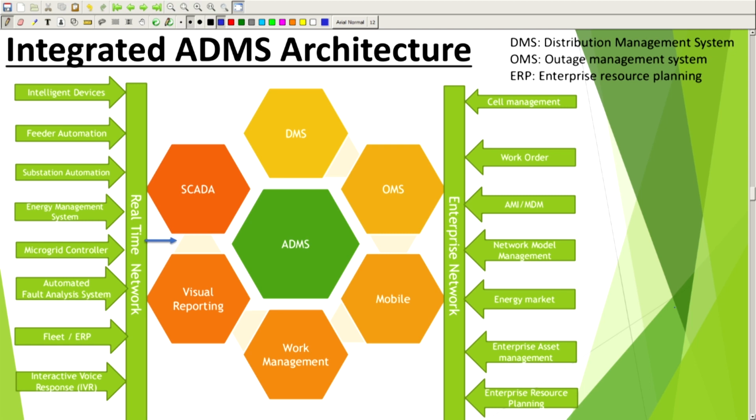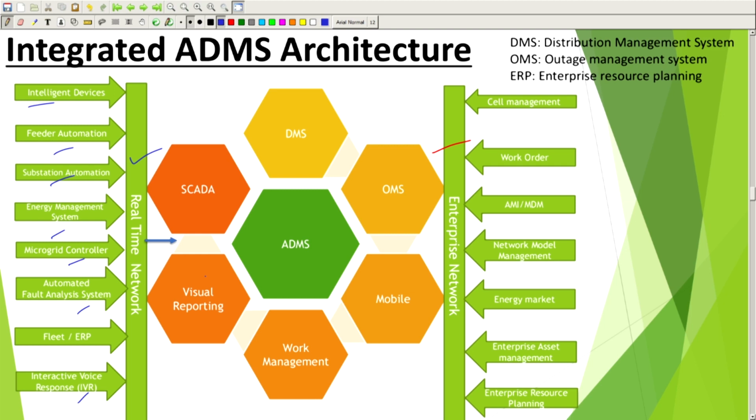So, there is a real time network, and there is also the enterprise, which is the financial aspect. So, you can see here there are IoTs being connected, feeder automation, substation automation, as I discussed, energy management system, microgrid controller, automated fault analysis, interactive voice response, and all these are part of the real time network. You get the information, there are IoT based devices there.